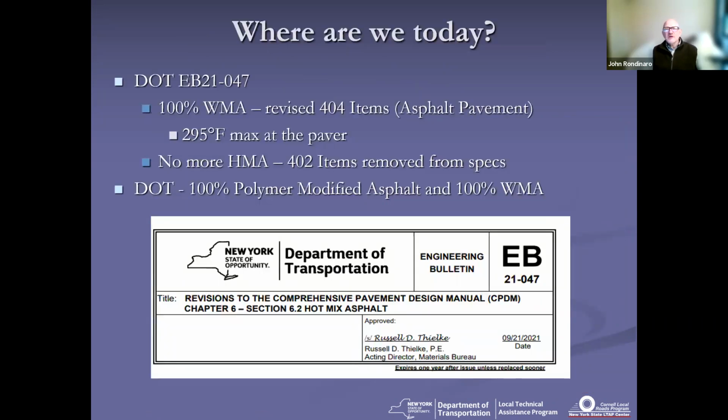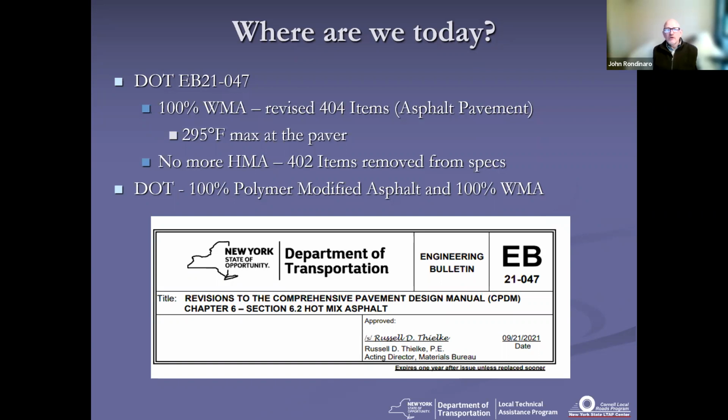So, why are we here today, and where are we today? Well, in September of 2021, DOT issued their engineering bulletin, EB 21047, and that moved the state to use of 100% warm mix asphalt. Did it by revising the 404 items, which were previously the warm mix asphalt items, renamed them as asphalt pavement, and eliminated the 402 items, which were the hot mix asphalt items. And the key here is, with those 404 items, you're looking at no more than 295 max Fahrenheit at the paver. So you're working at much reduced temperatures.